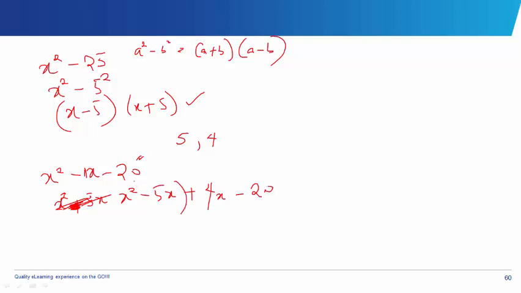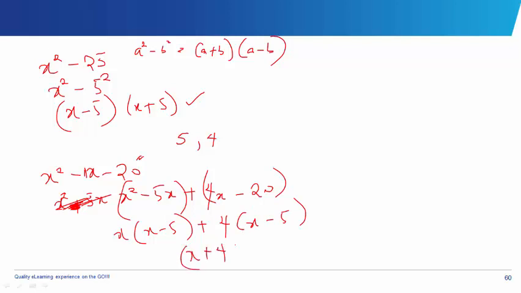So I'll put a bracket here, put a bracket here, then bring out the common factors: x minus 5, then plus 4 times x minus 5. So I have x minus 5 in both places. Now it becomes collecting like terms: x plus 4 in this bracket, and I'll bring out x minus 5. So we're done with factorizing.